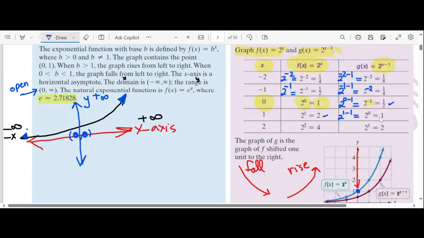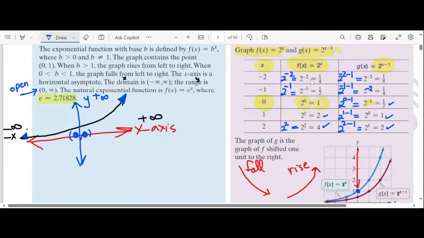2 to the power of 0. How much is 2 to the power of 0? 1. Here, 2 to the power of 2, which is equal to what? 4. 2 to the power of 2 minus 1 equals 2 to the power of 1, which is equal to how much? 2. Now you get the points.